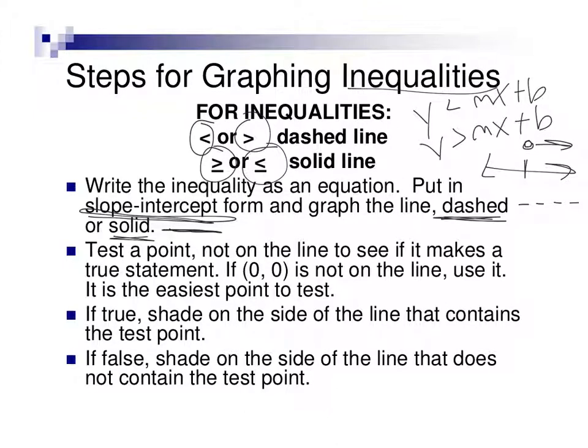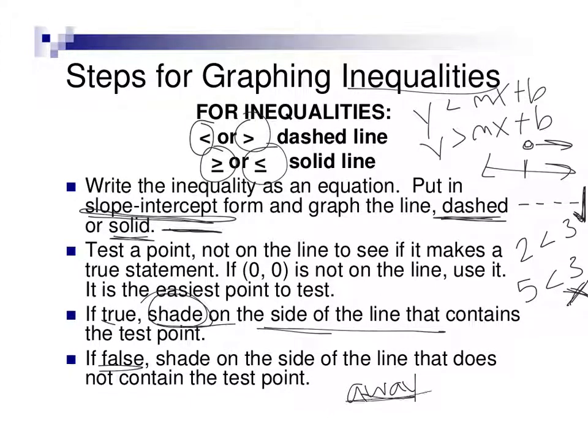Okay, so what you're going to do next is you're going to test a point not on the line to see if it makes a true statement. So for example, if you get something that says 2 is less than 3, that's good. That is a true statement. But if you get something that says 5 is less than 3, then we're going to say, no, that's not a true statement. If true, you're going to shade towards that side. So you're going to shade towards the point that you plugged in. If false, you're going to shade away from the point you just tested.